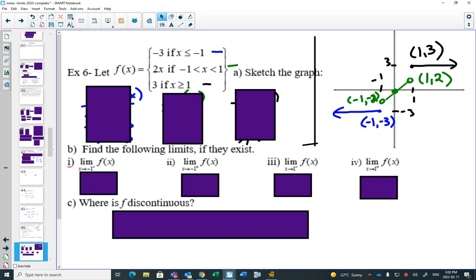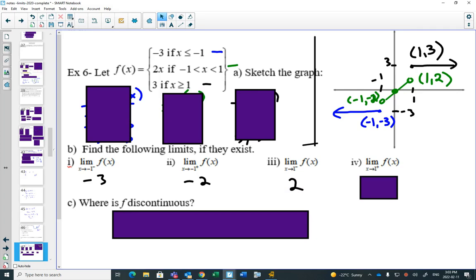If you were approaching f of x at -1 from the left side, do you see that you would be on the blue graph? And if you got to -1 on the left side on the blue graph, you'd get close to -3. If you approached -1 from the right side, you would be on the green graph. And if I went to -1 from the right side, I would get close to -2. If I'm going to 1 from the left side, I'd be on the green graph. Then I'd be approaching 2. If I went to 1 from the right-hand side, I would be on the black graph, and I would approach 3.